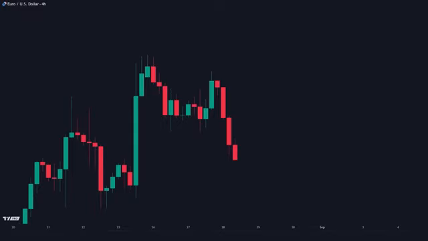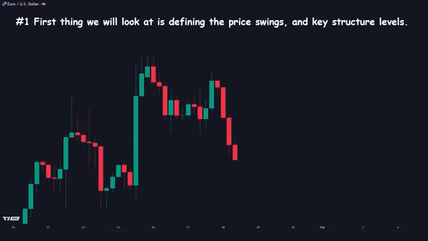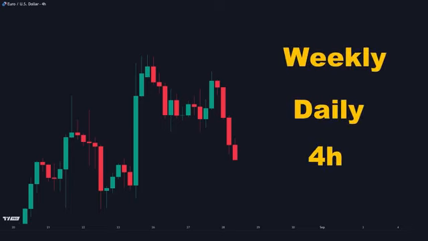When opening the charts, the first thing we will look at is defining the price swings and key structure levels. In other words, performing a top-down analysis from higher time frames to lower ones allows us to get a comprehensive view of market conditions at all levels. When talking about higher time frame key levels, we refer to the weekly, daily, and 4-hour charts. Anything less than 4 hours is too short-term for large institutions to effectively refine their plans.